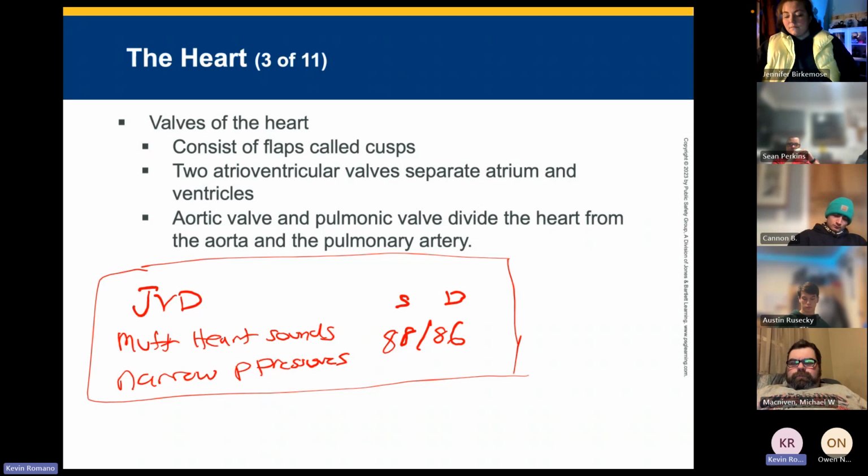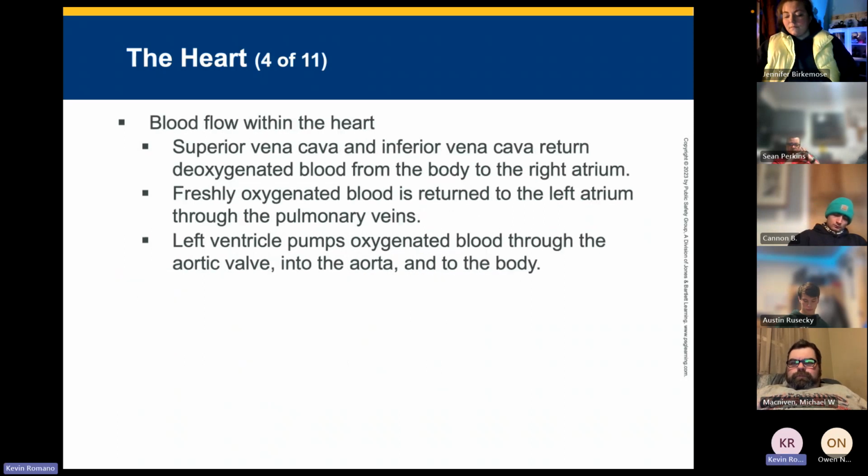The valves, the chambers, and the electrical conduction system. All right, blood flow within the heart. The superior vena cava and inferior vena cava return deoxygenated blood from the body to the right atrium. Freshly oxygenated blood is then returned to the left atrium through the pulmonary veins. Then blood flows through the mitral valve into the left ventricle, which pumps oxygenated blood through the aortic valve into the aorta and then to the entire body. The left ventricle is the strongest and largest of the 4 cardiac chambers, right?